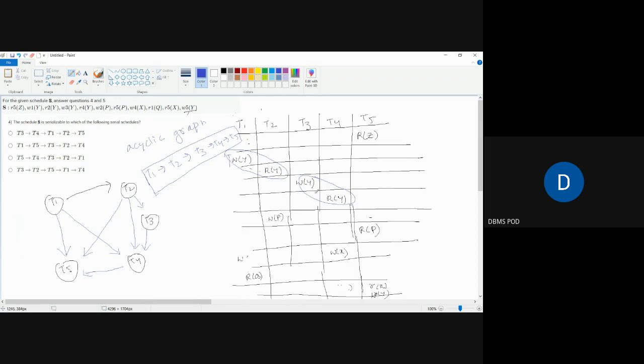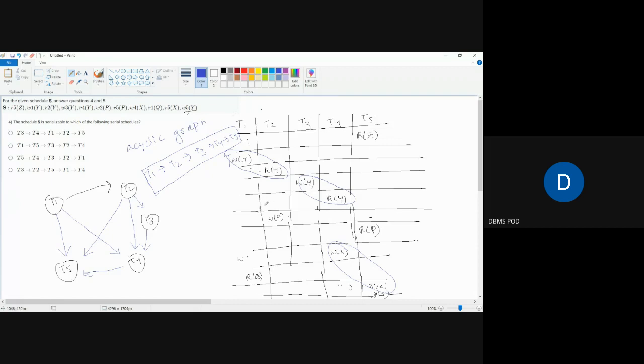There is a two write-read pair. T4, T5 also write-read pair. T4, T5. How can we say that this is a W(Y), W(X) and R(X), R(Y)? In T4 write X and then T5 write X. Yes, correct.